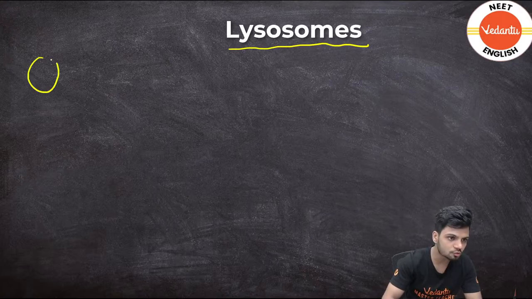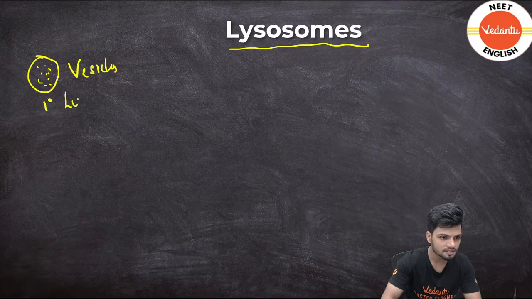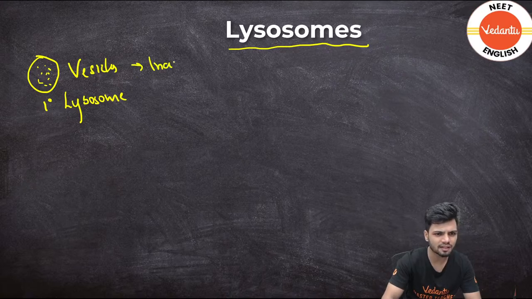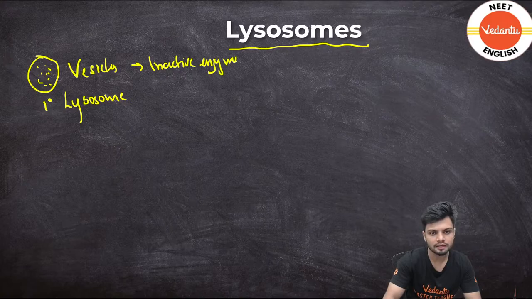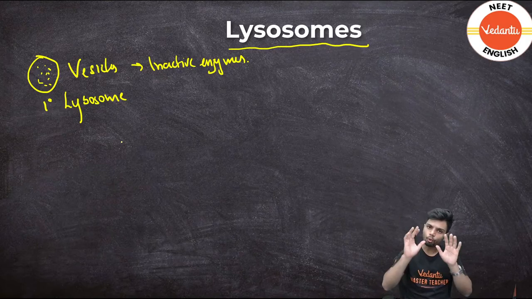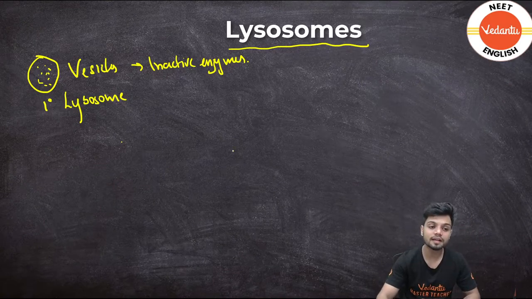Now I told you about this vesicle. Yes, from the Golgi complex we have the vesicles. We have a primary vesicle here. This vesicle is also called a primary lysosome. Now this primary lysosome is inactive in nature. It has all the inactive enzymes. This primary lysosome will only become active whenever there is food nearby.